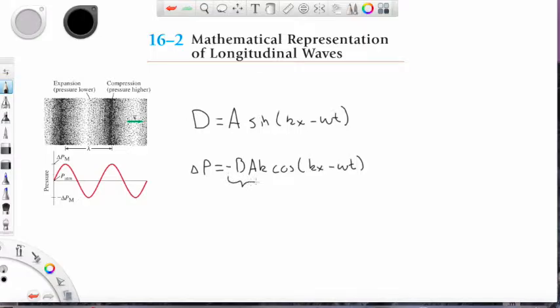And this is what this quantity BAK tells us. And this is called the pressure amplitude, delta P_m. So we can write this as follows: delta P equals minus pressure amplitude multiplied by the cosine term.